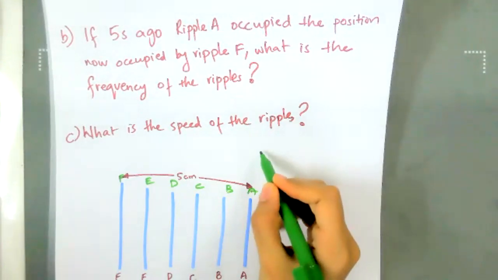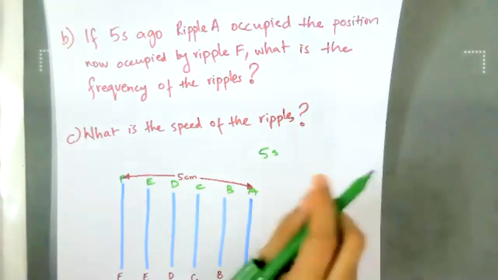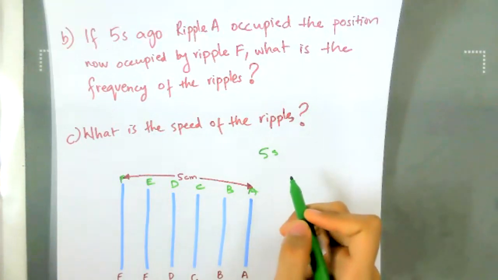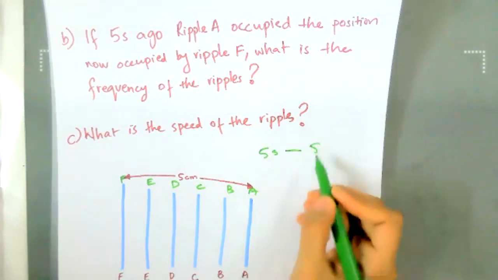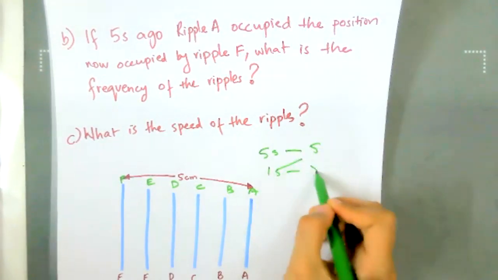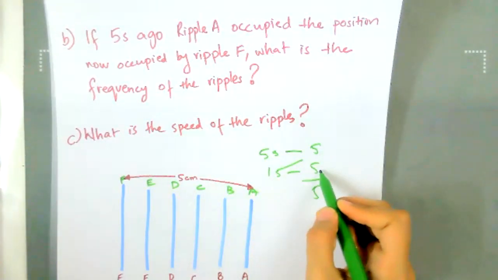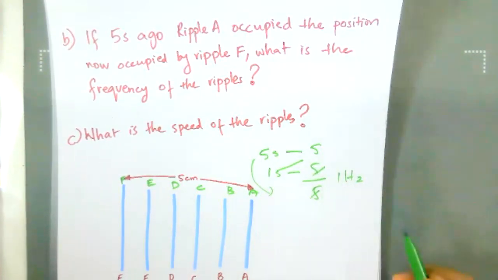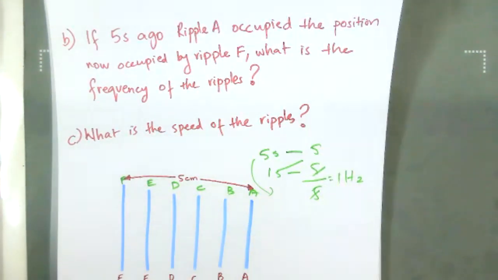So if in 5 seconds, so frequency is the number of waves passing through a point per second. So if in 5 seconds we had 5 waves passing through a point, in 1 second we're going to have, so I'm going to cross multiply and get 5 and then bring this down and we divide that and we get 1 hertz. Yes, 5 seconds, 5 waves, and so yes, 1 hertz.